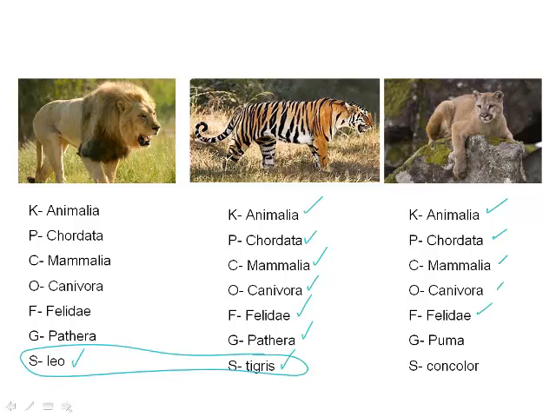Carnivores, felines, but instead of panthers, this genus is Puma. If you were comparing these two, they are more closely related than these two. Okay? And it's all based on how far down you go.